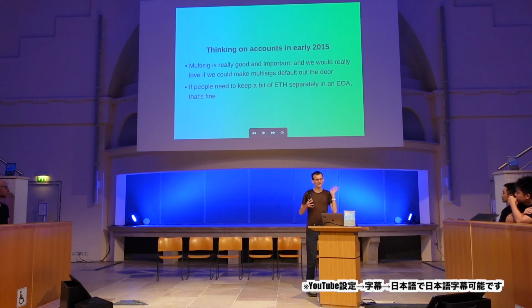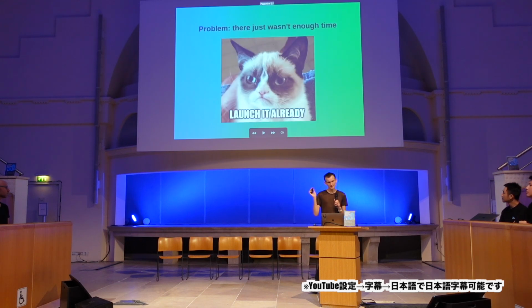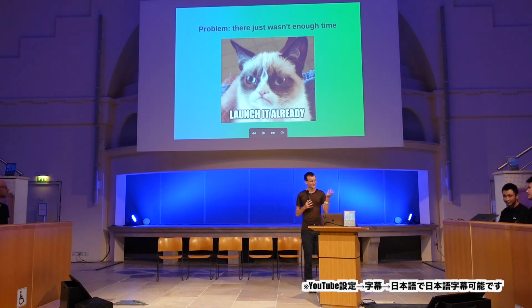But we figured, okay, fine, we'll just push through these difficulties and try to get multi-sigs out the door. Now, the problem was that there wasn't enough time. So, who was in Ethereum back in 2015? Who remembers being extremely frustrated by us just not being able to get Ethereum out? Okay, see? Eventually, lots of people were frustrated, right? And at some point, lots of people wanted to just ship it! Come on, launch it.